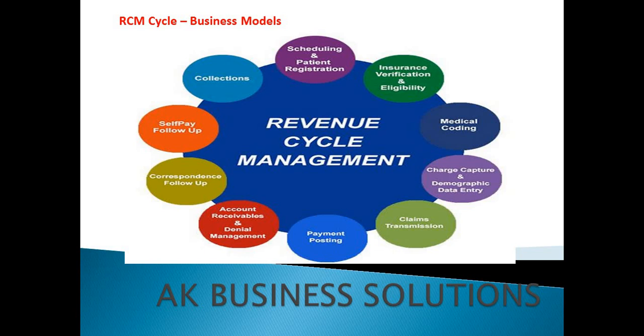model. So the first step in this RCM cycle is appointment scheduling and patient registration. In this step, appointments are scheduled and the patient information is entered into the practice management system. The second step is insurance verification and eligibility. Before rendering services, the front desk office checks the patient's insurance details, their deductible, copay amount, and what services are covered under their insurance program. That is the second step.